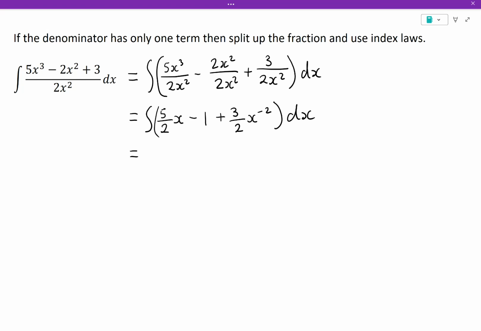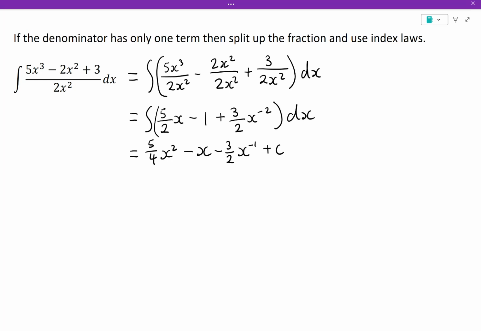Okay, so for the first one, it's going to become x squared. And then we're going to divide by 2 to get 5 over 4. Then the negative 1 is just going to become negative x. And then finally, for our final fraction, we've got x to the power of negative 2 becoming x to the power of negative 1. Common mistake is to go for negative 3. If you add 1, you're going to get negative 1. And then we're going to divide by negative 1, which just changes the sign. And then don't forget your plus c.